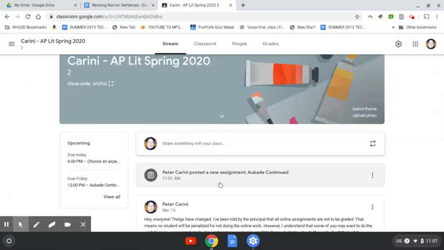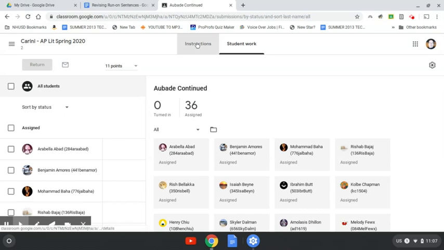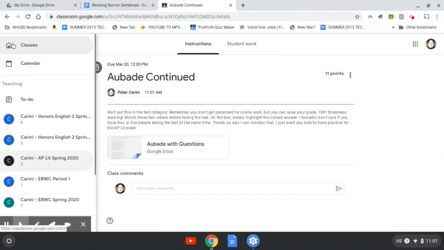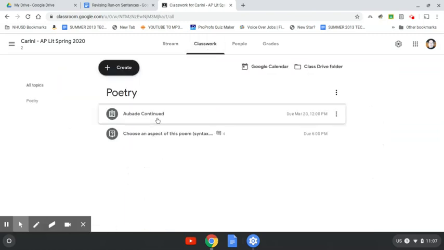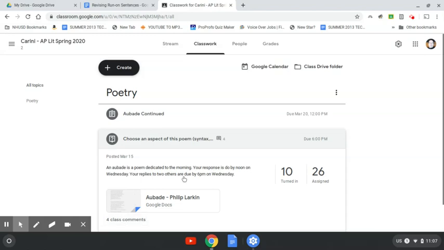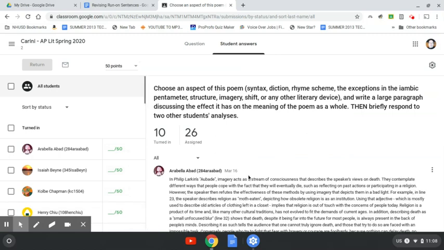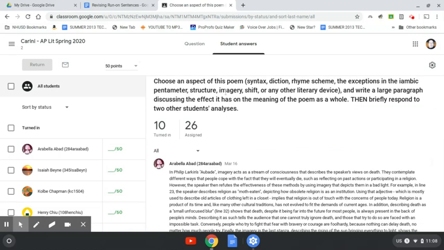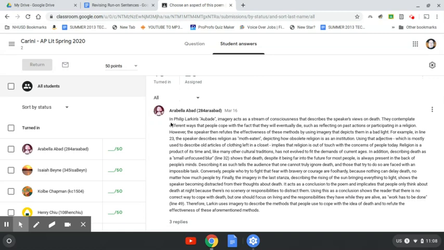Here's an example. I did the same thing with my AP Lit kids with a poem called Abed. If we take a look at the work here, I gotta go into classwork and view question. All right, there we go. I asked them to talk about the diction and the rhyme scheme and the syntax and all the literary devices of the poem. And they gave me quite a bit. They talked quite a lot about these things.